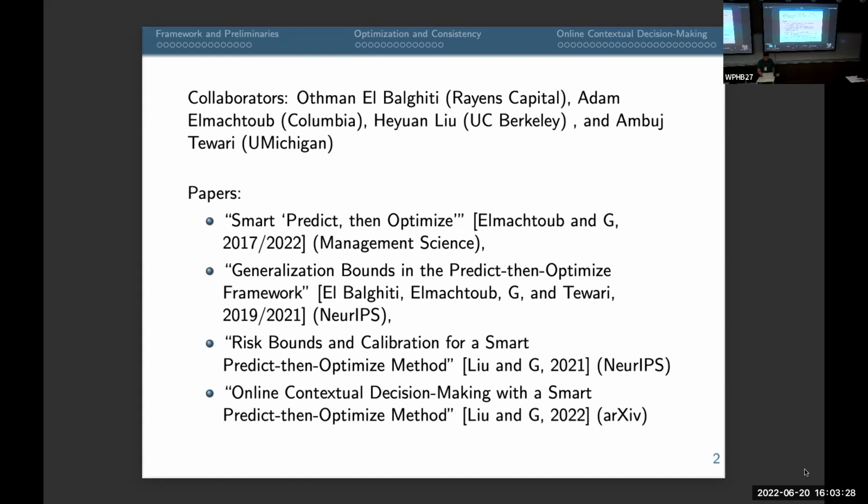The second half of the talk will be largely focused on the newest work, which is on adapting some of these ideas to the online contextual decision-making setting. This is joint work with my excellent PhD student, Heyuan Liu, and I just want to acknowledge his work here.